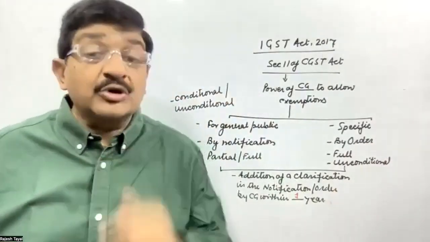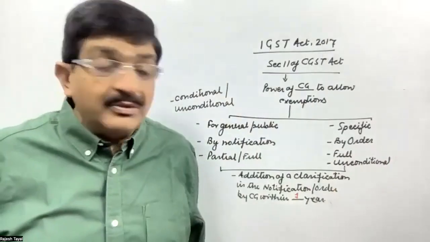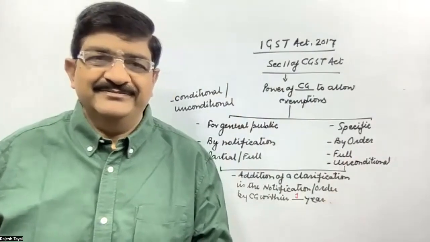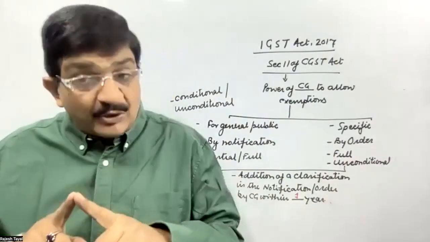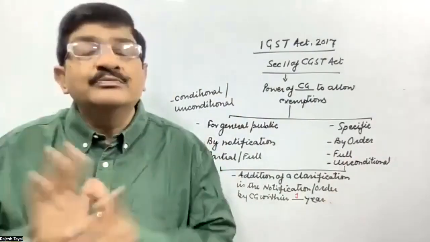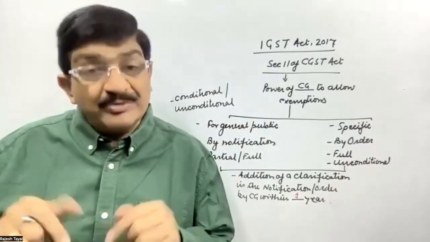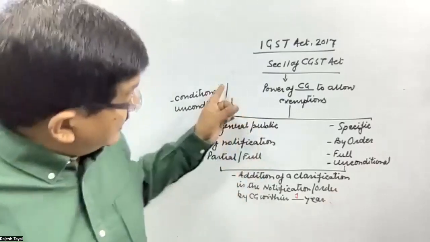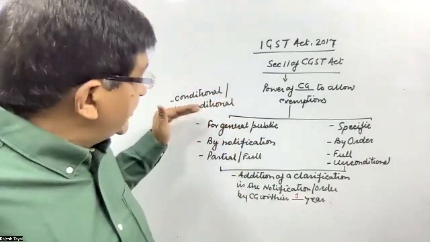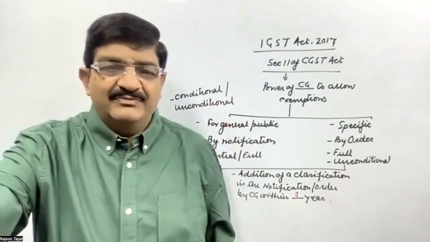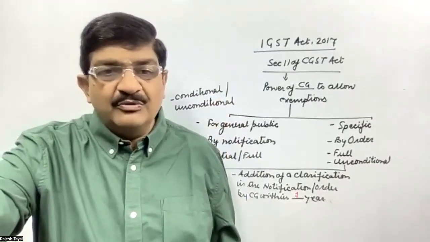The section is not authorizing the government to put a condition, as it is specifically mentioned in subsection 1. So either the government will allow under subsection 2 or it will not allow. But if allowed, it is bound to be full and it is bound to be unconditional. When it is allowed under subsection 1, it may be conditional, it may be unconditional, it may be partial, it may be full, but not under subsection 2.